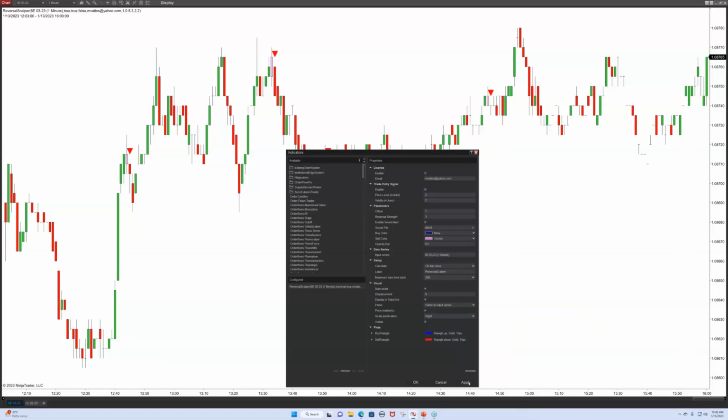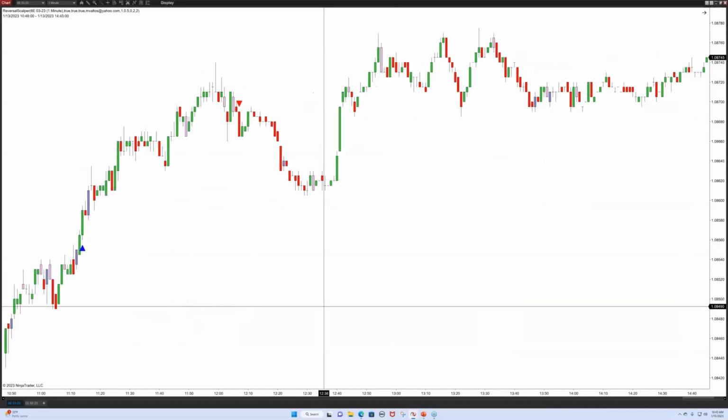Now, if you're using the trade entry signal, there's a slight difference here. So let me just make an adjustment here. What am I doing here? So let's make that 0, 2.